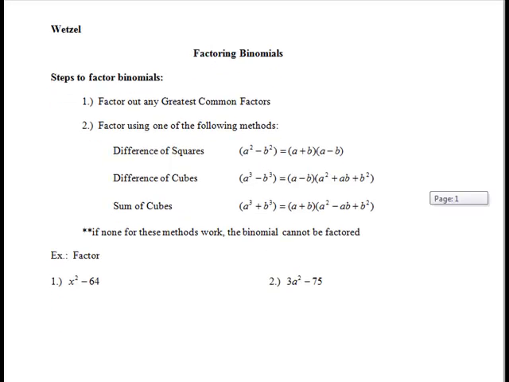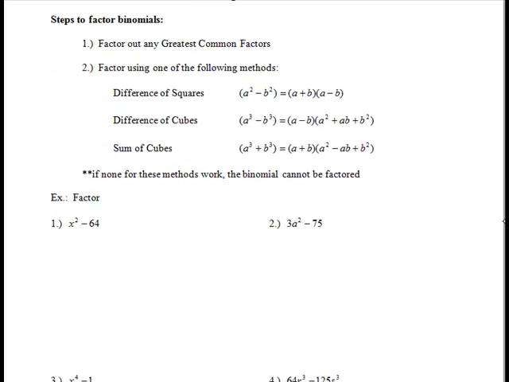And then there's only 3 methods to factor binomials, 3 different rules. If one of these 3 rules does not work, it cannot be factored. The first method, and by far the most common method or rule, is called the difference of squares.